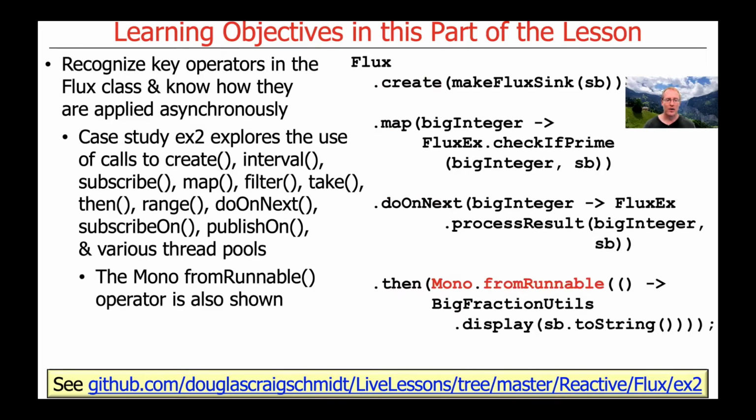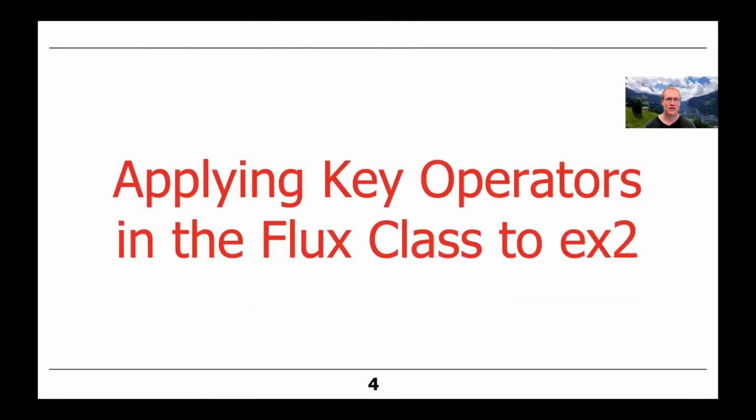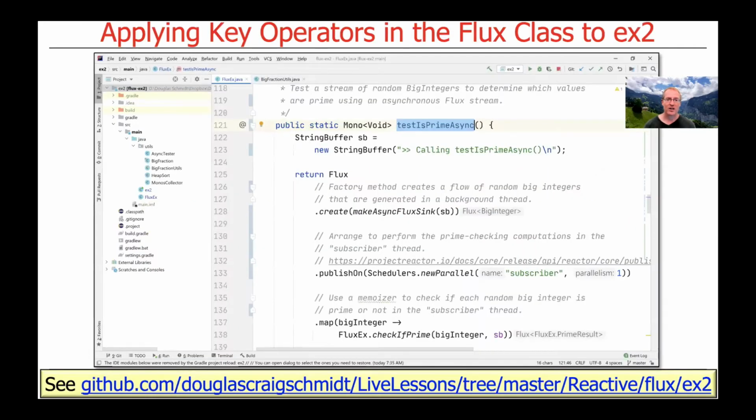We're also going to show how the Mono fromRunnable operation can be used. And we're going to use this in order to be able to trigger the displaying of all the results when we've reached the end of our asynchronous processing. So go ahead and take a look at the link at the bottom of the slide to find the code to this case study, and please feel free to follow along as I go through my example from my IntelliJ project.